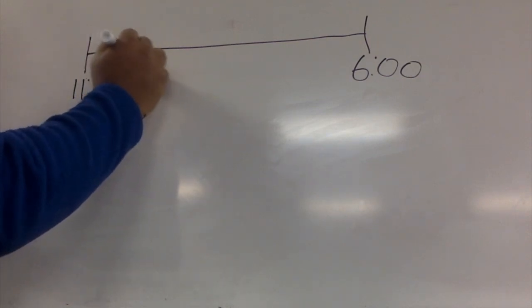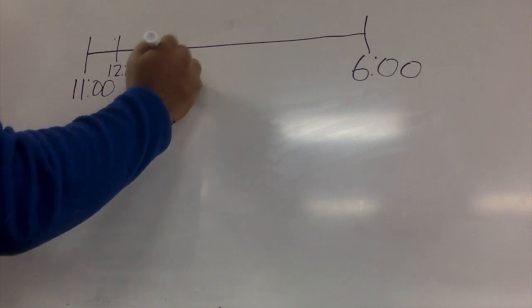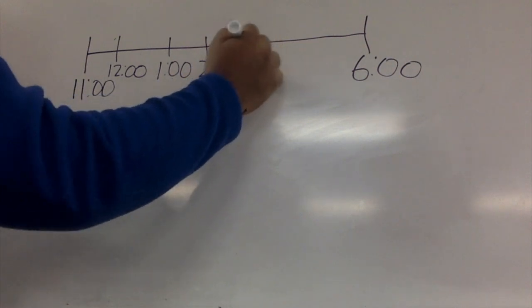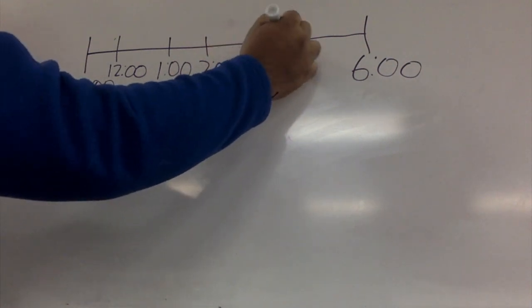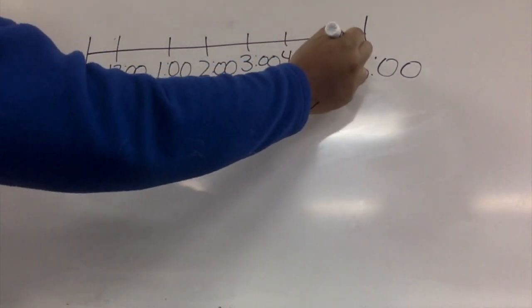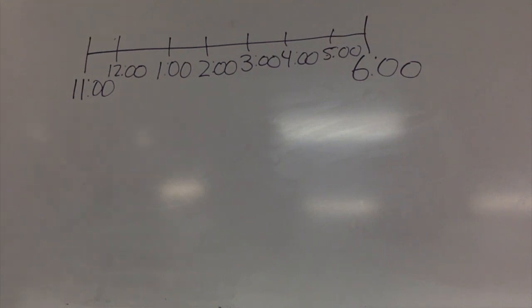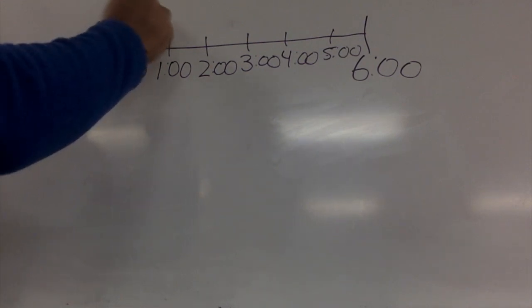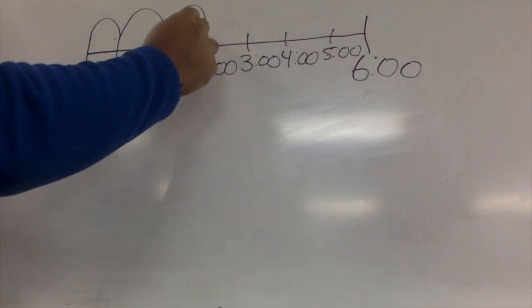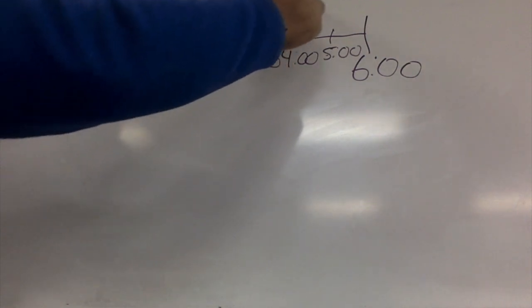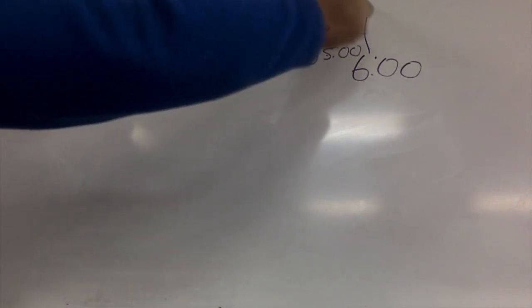12, 1, 2, 3, 4, 5, and 6. Now, same strategy as before. How many hours have passed between? So let's try it. 1 hour, 2 hours, 3 hours, 4 hours, 5 hours, 6 hours, and 7.